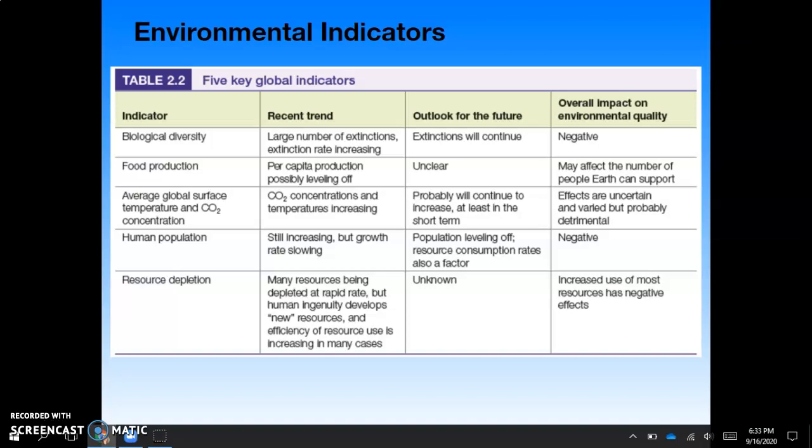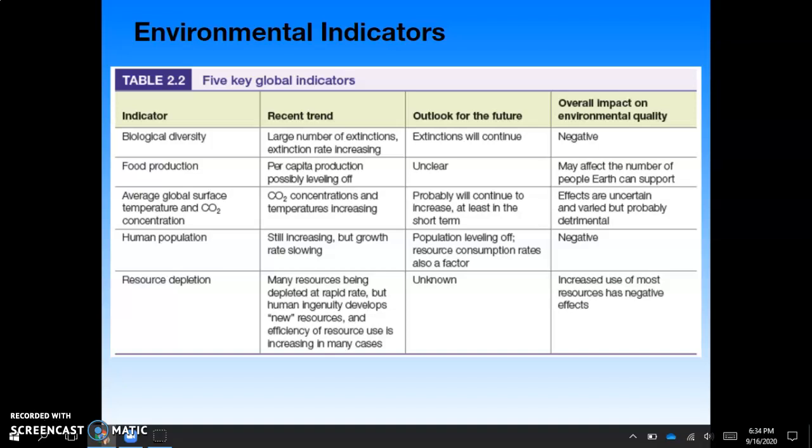Another indicator is our average global surface temperature and our carbon dioxide concentration. CO2 concentrations and temperatures are increasing. They will probably continue to increase, at least in the short term, and the effects are uncertain and varied, but probably detrimental. Increased CO2 is a greenhouse gas.